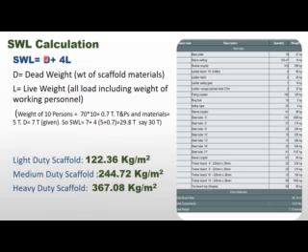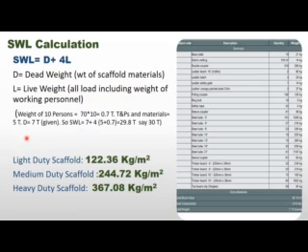SWL calculation. There are three categories of scaffold platform: light duty scaffold having SWL 122.36 kg per meter square, medium duty scaffold 244.72 kg per meter square, and heavy duty scaffold 367.08 kg per meter square. How to calculate this SWL? It is simple: dead weight plus 4 times live weight. Dead weight means weight of the materials to make the scaffold, and live weight means weight of the personnel working on it and other TNPs.